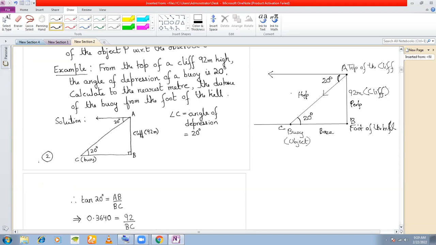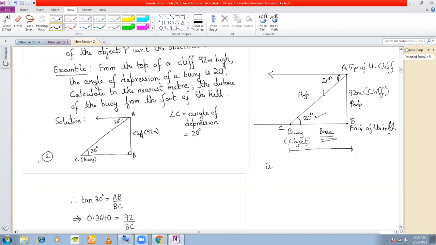Now you know the perpendicular. What do you need to find? You need to find out the distance of the buoy from the foot of the hill. The distance of the buoy from the foot of the hill is this. That means you need to find out BC, right? That means you need to find out the base of this right angle triangle. So when you know the perpendicular and this angle, and you want to find out the base, which trigonometric relation should you use? It is tan. In most of these cases, you will see that you will have to use tan.